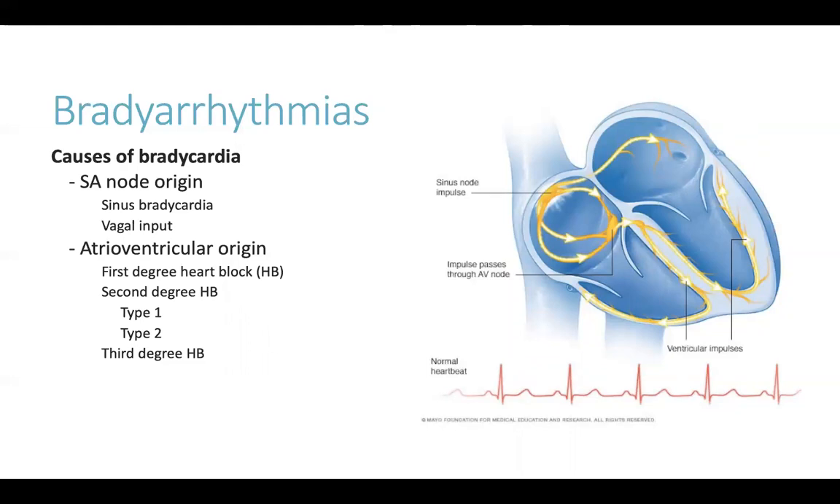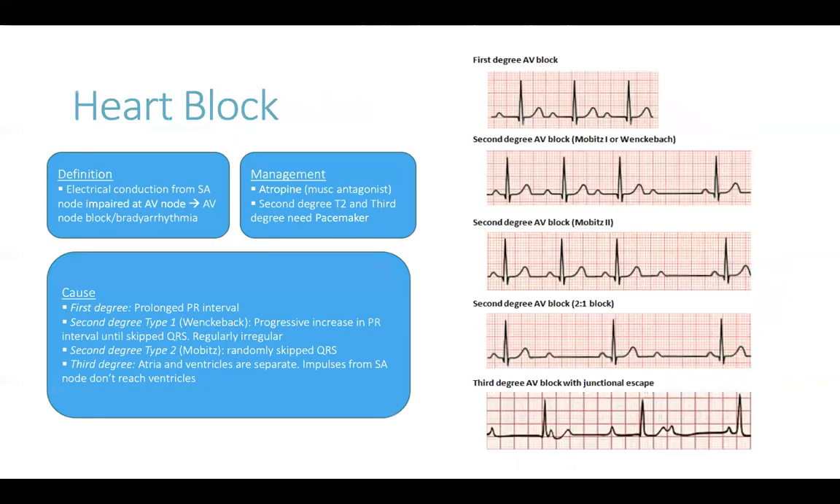So first degree heart block, second degree, third degree. For heart block, there's not enough electrical conduction getting through the AV node. So you guys probably know all the different types.